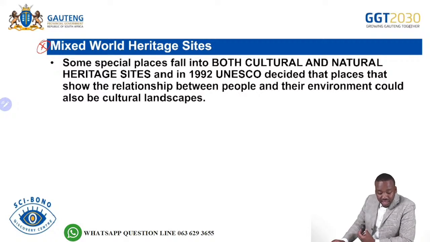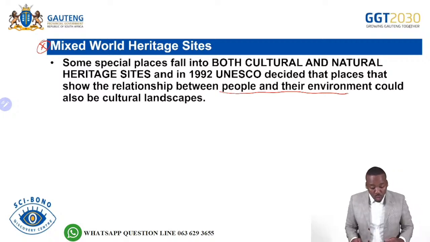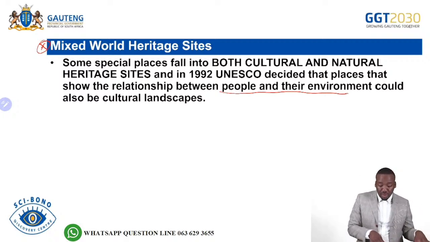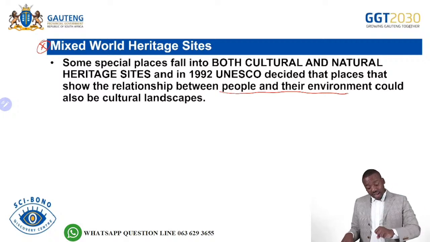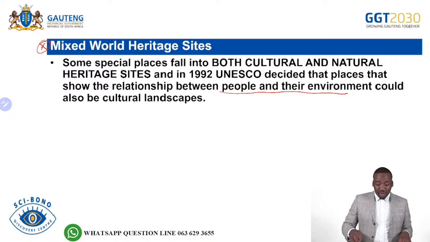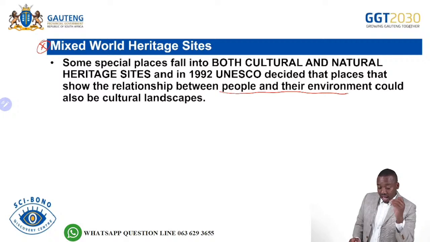that places that show the relationship between people and environment could also be part of what? Cultural landscapes. And we are saying they are part of what? Mixed World Heritage Sites. Why? Because they show what? A relationship between people and the environment. Right, so that is why they are mixed. So when you go to a mixed World Heritage Site, it has both the elements of cultural heritage sites and also the elements of what? Of natural heritage sites.